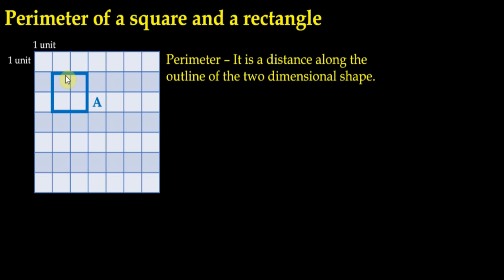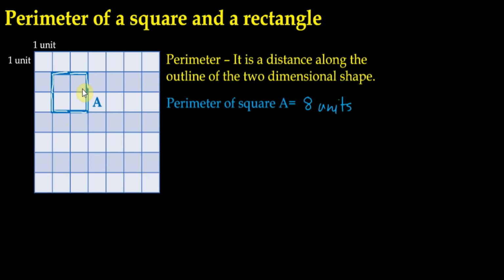So let's count how many units are along the outline of square A. So we have 1, 2, 3, 4, 5, 6, 7, 8 units that makes the outline of square A. Therefore, we can say perimeter of square A is 8 units.